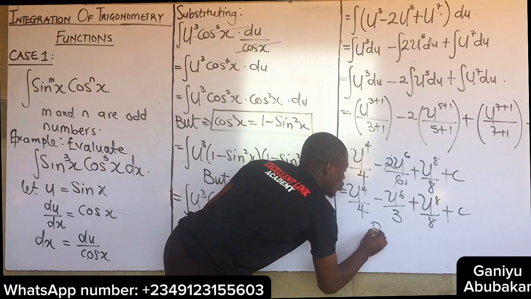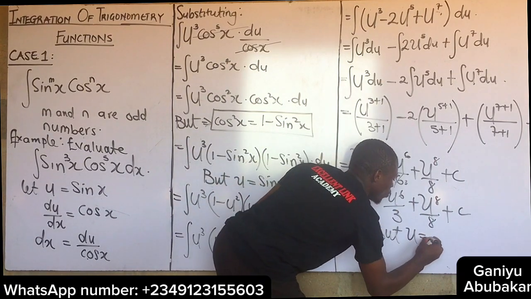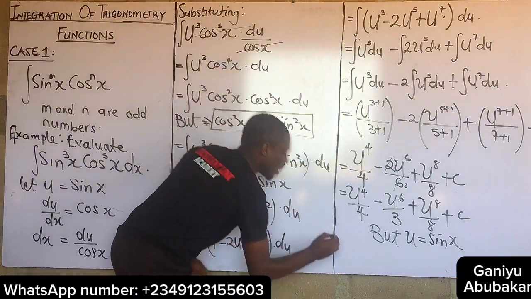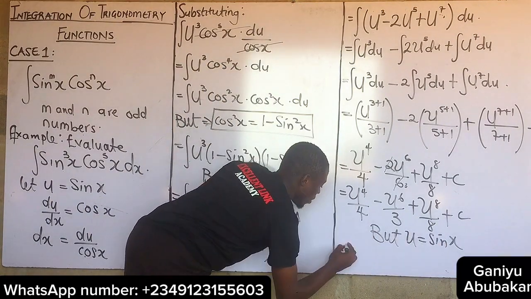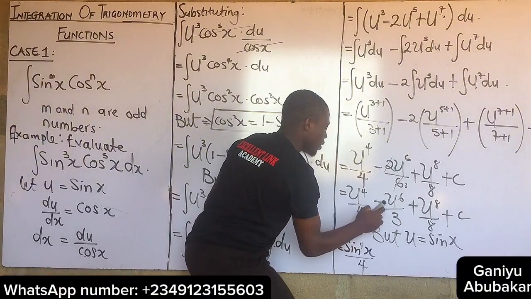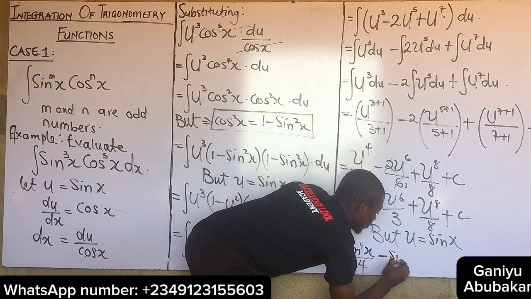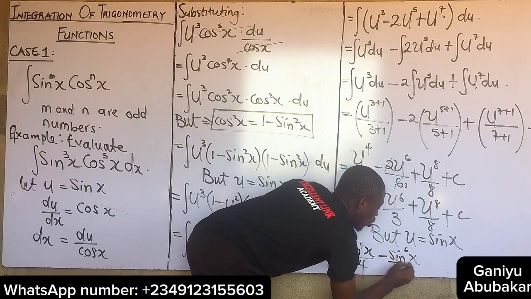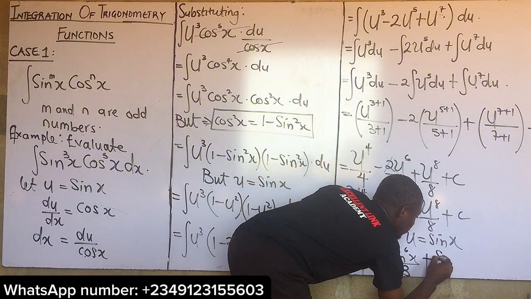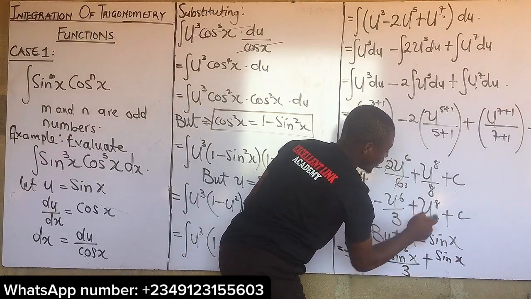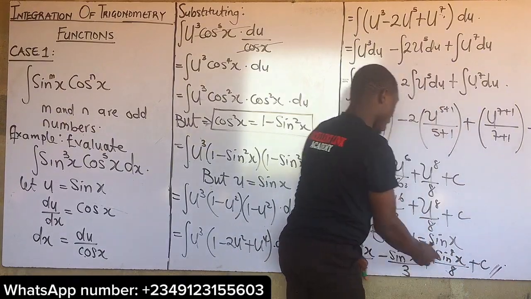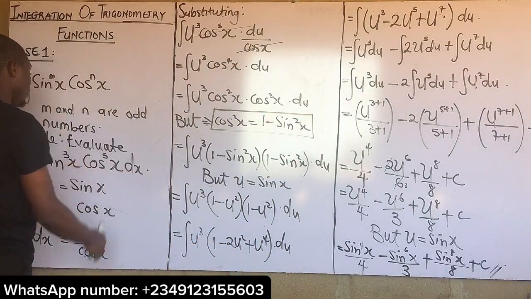At this point, we know generally that u is equal to sine x. So if u is equal to sine x from the beginning as we established, it means that I will have sine x to power 4 all over 4, minus sine x to power 6 all over 3, next up, plus sine x to power 8 all over 8, next up, plus c. This becomes my answer after integrating this function here.